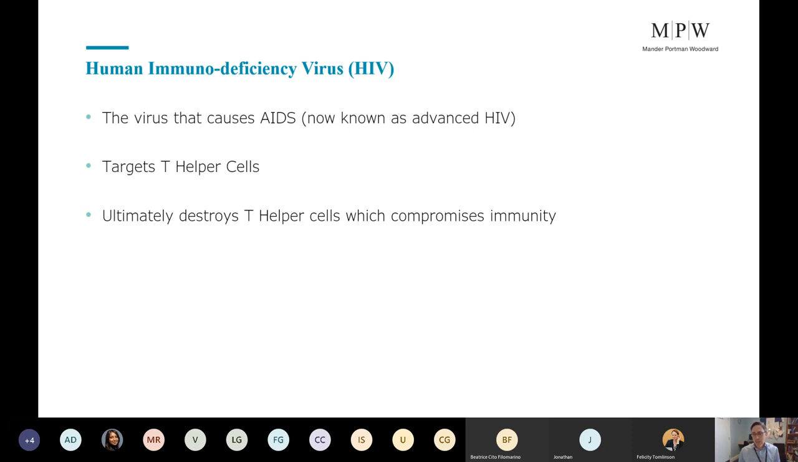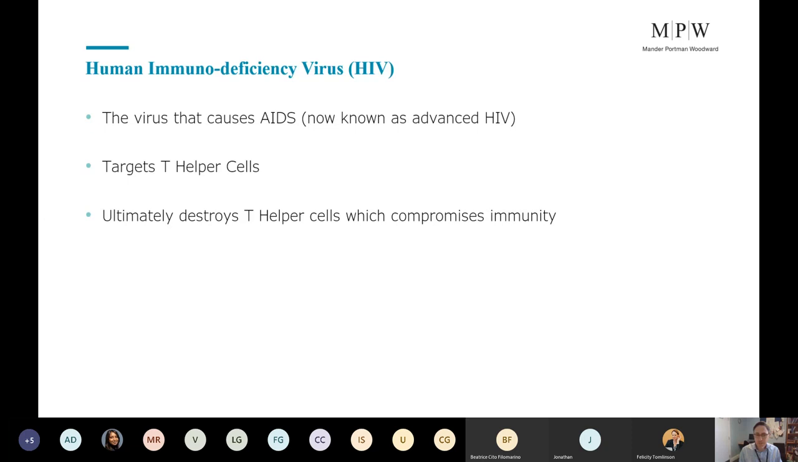Now, we can think of T helper cells as being a little bit like the control room of the police force. When there is a problem, people initially call the police control centre, and then the control centre makes calls to the different policemen and police units, and then they respond to whatever the problem is.